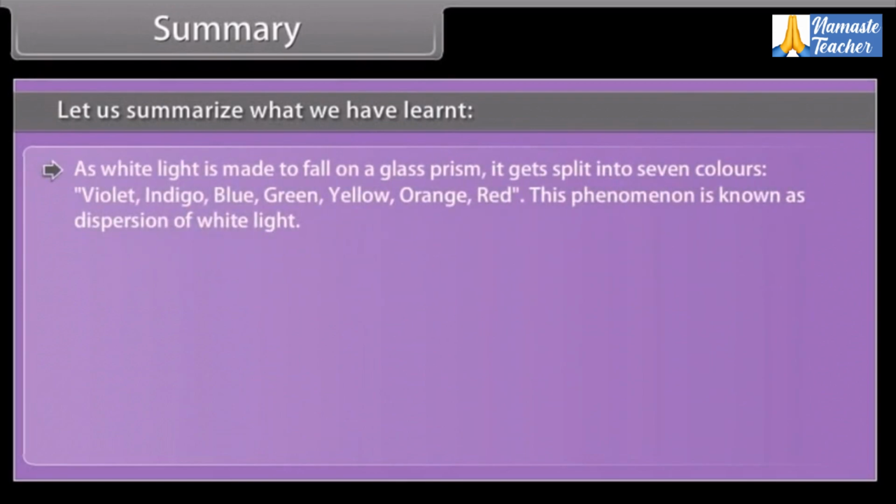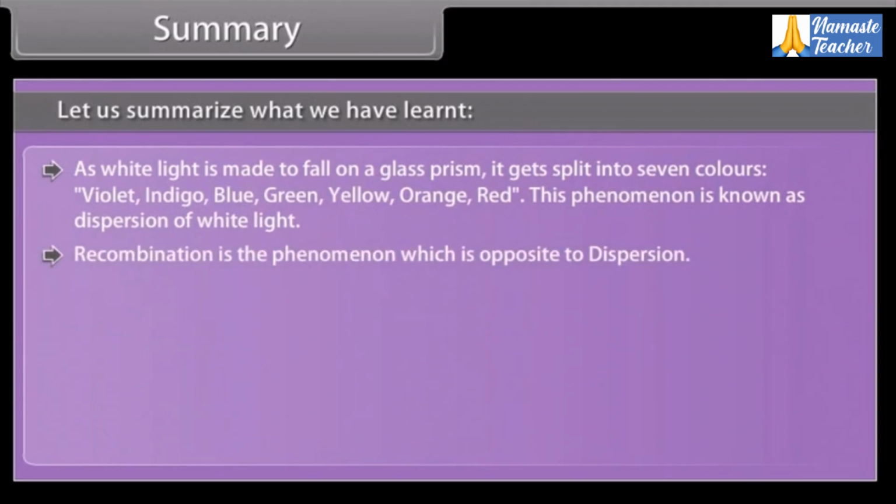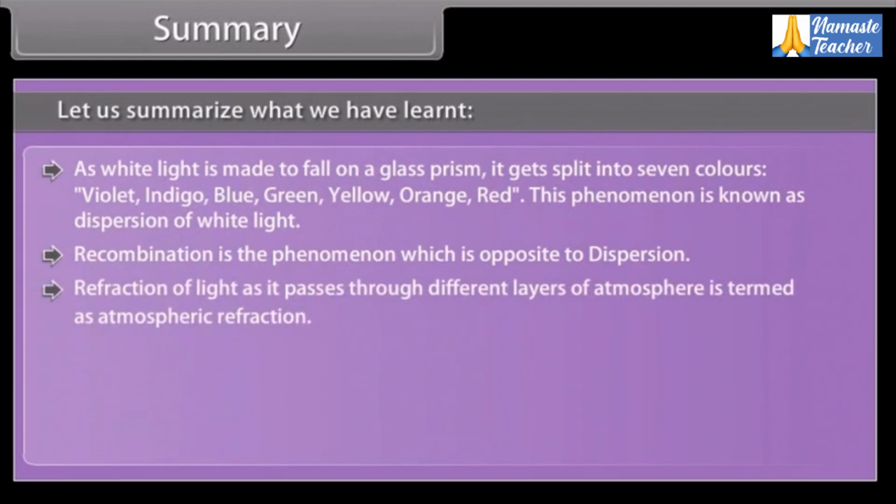As white light is made to fall on a glass prism, it gets split into seven colors: violet, indigo, blue, green, yellow, orange, red. This phenomenon is known as dispersion of white light. Recombination is the phenomenon which is opposite to dispersion. Refraction of light as it passes through different layers of the atmosphere is termed as atmospheric refraction.